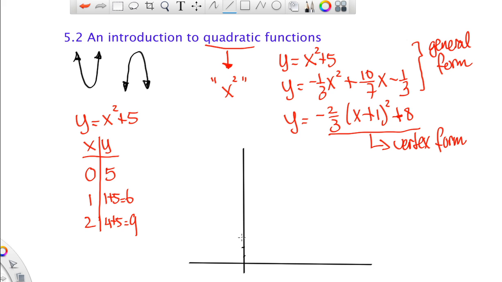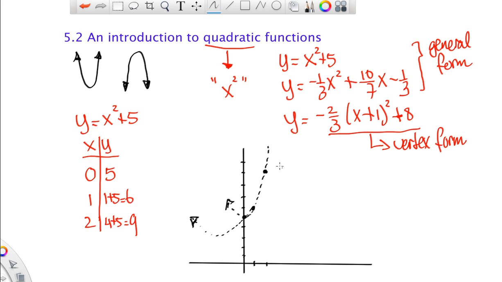So 1, 2, I need to go up to 9. 3, 4, 5, 6, 7, 8, 9. We'll go one more, and I only go over 2. So at 0 you're at 5. So 1, 2, 3, 4, 5. At 1 we're at 6, and at 2 we're at 9, and I made it go up to 10, so that's one less. So I can definitely see some sort of curve, but is that the lowest point? Or does it continue, and is the lowest point over here? Right now we don't know enough about quadratics to really understand that.